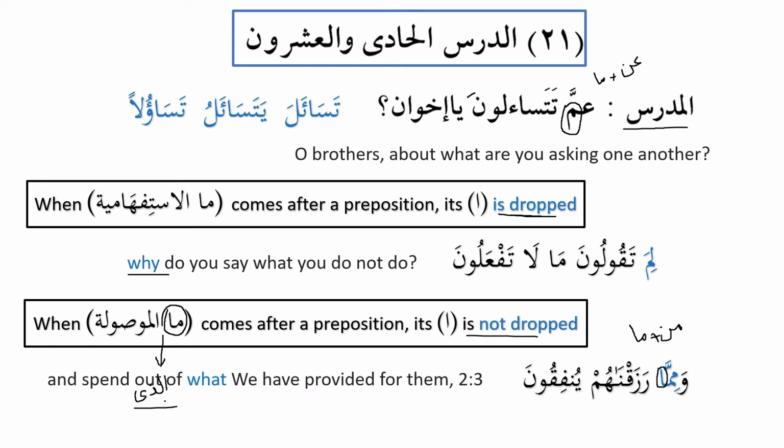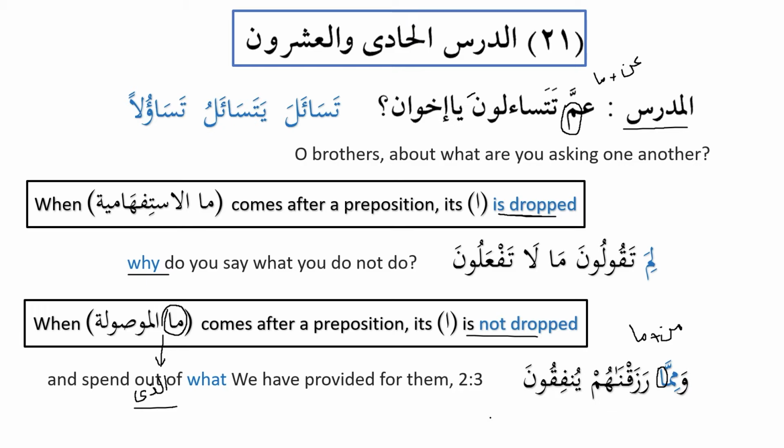But alladhi, whenever it is used in the Quran, it refers to someone or something specific. For example, alladhi allama bil qalam. Alladhi allama bil qalam. So it refers to Allah subhanahu wa ta'ala. So now I'm sure you remember the difference between ma al-mawsula and alladhi. Alladhi is a proper noun because it has lam tarif, whereas ma is a common noun. Is this clear, the difference between ما الاستفهامية and ما الموصولة?